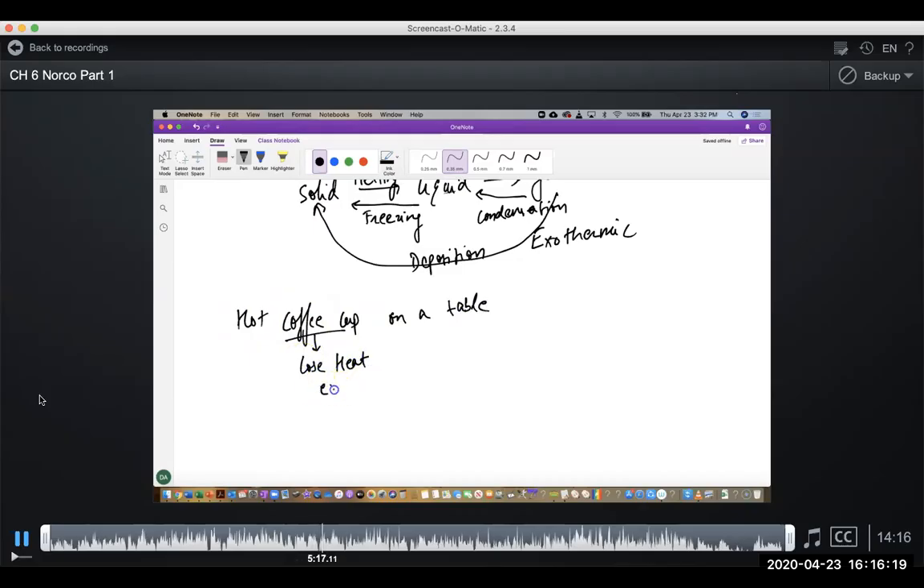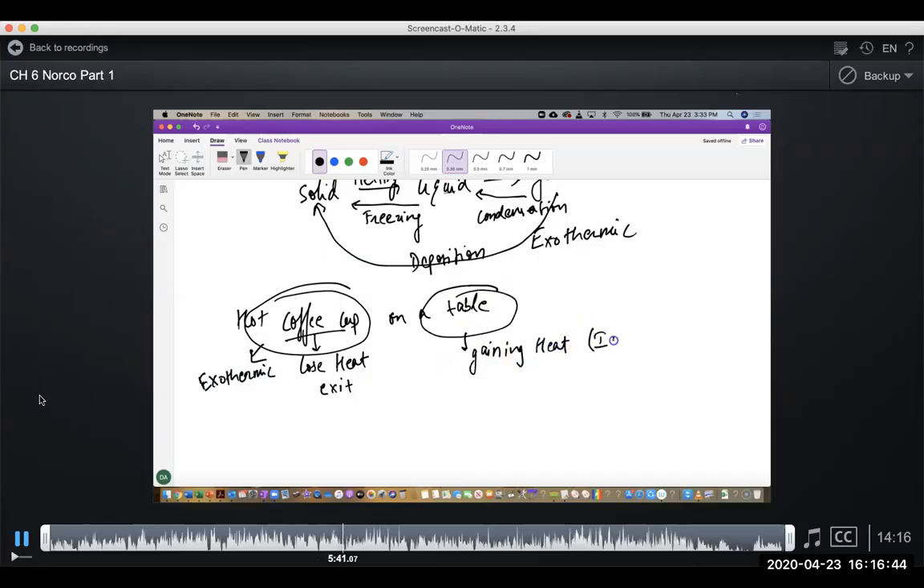So the heat is exiting. For the coffee cup, since it's losing heat, this process is going to be called exothermic because it's cooling down. On the other hand, the tabletop itself is gaining heat from the hot coffee cup. If something is gaining heat, the heat is coming in, and that process is going to be endothermic.